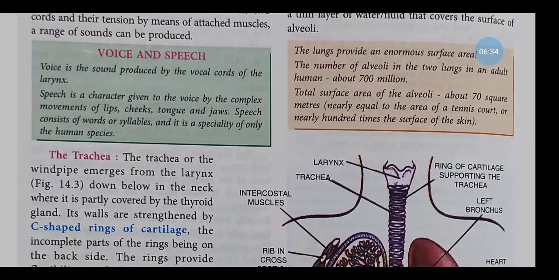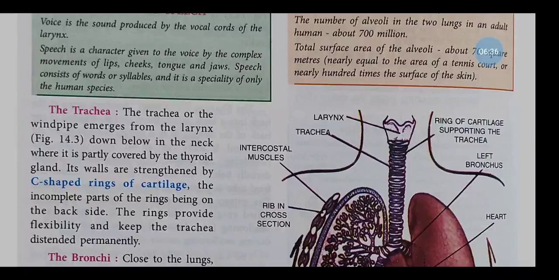The trachea, the windpipe, emerges from the larynx and goes down in the neck, where it is partly covered by the thyroid gland. Its walls are supported by C-shaped rings of cartilage. The incomplete part of the ring is on the back side. The rings provide flexibility and keep the trachea permanently open.